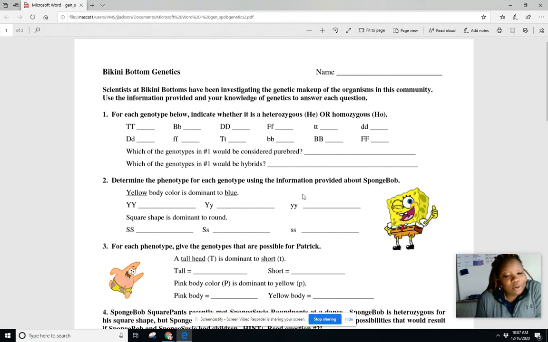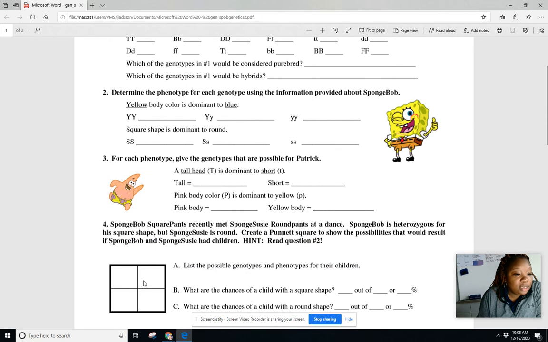Now, little y, little y is going to be recessive because you've got 2 small letters. So you're going to read this as blue because remember, blue is the recessive color. So this color is going to be blue. Now it says for each phenotype, give the genotypes that are possible for Patrick.